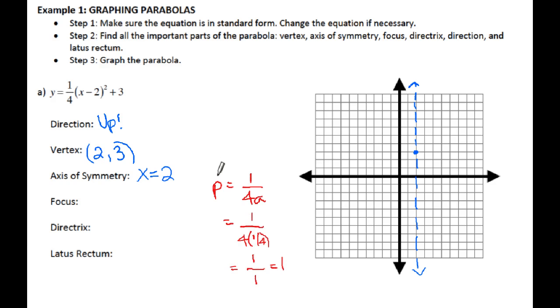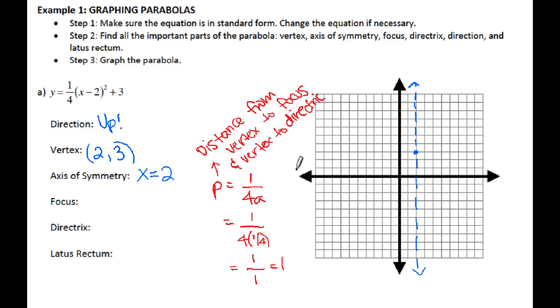What P represents: P is the distance from your focus to your vertex. It is also the distance from your vertex to your directrix. So it's the distance from the vertex to the focus, and vertex to the directrix. Okay, so we know the distance from my vertex to the focus and the vertex to the directrix is going to be 1 unit.